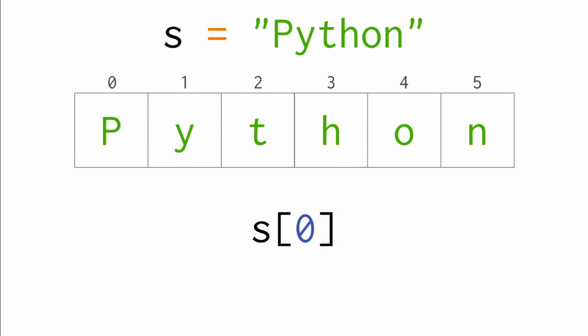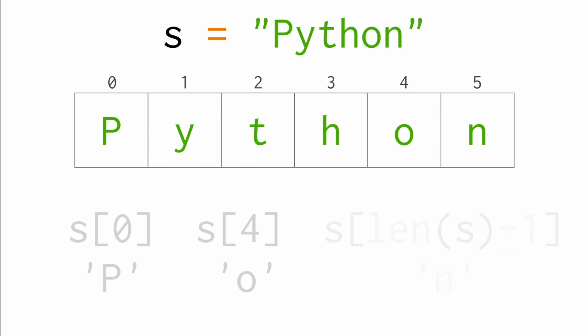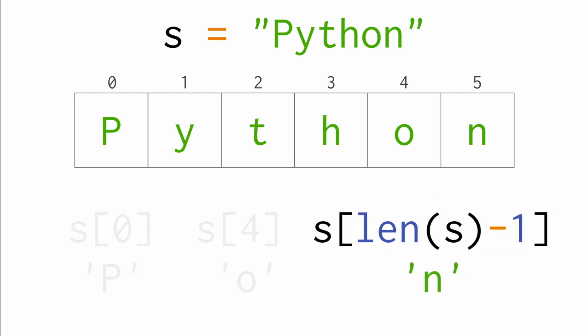So I'll refer to this expression as s sub 0, and if we evaluate the expression s sub 0, then we get p, the first item in s. If we take s sub 4, then we get o, the fifth item in s. If we take the expression s sub len of s minus 1, then Python computes len of s, and it gets 6, and then subtracts 1 from 6 to get 5, and the value of this overall expression is n, or in general, it's the last item in the sequence s.